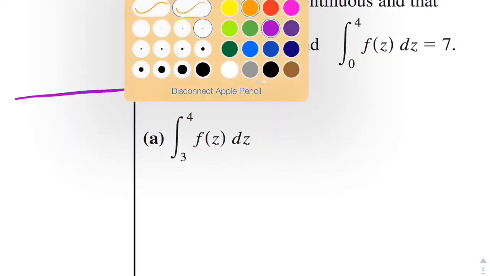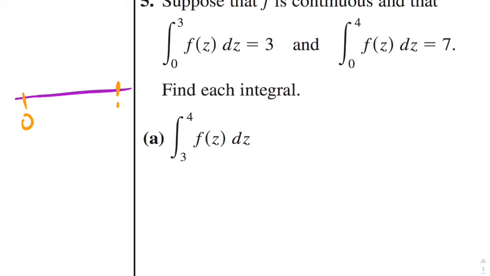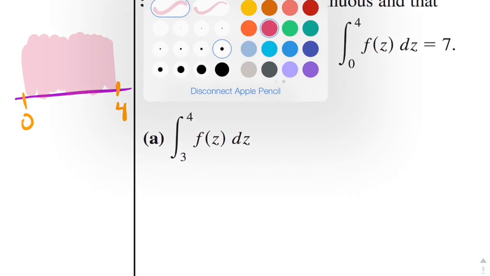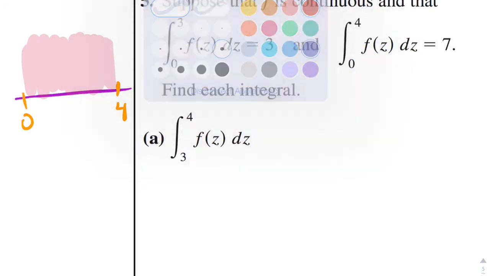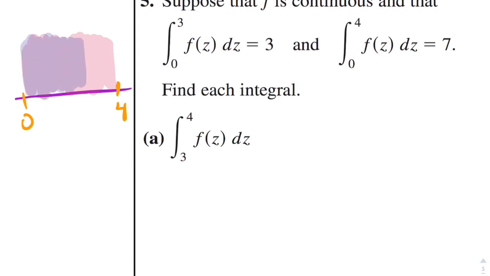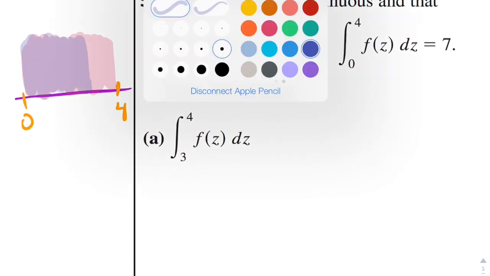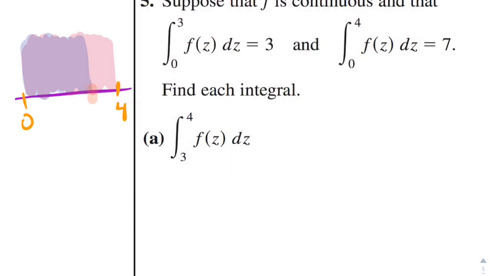So it's okay to think about this. If we have 0 to 4, whatever area is happening from 0 to 4, and let me just shade a random area. If we take away the area from 0 to 3, then that would leave us with the area from 3 to 4, which is what we're looking for right here.